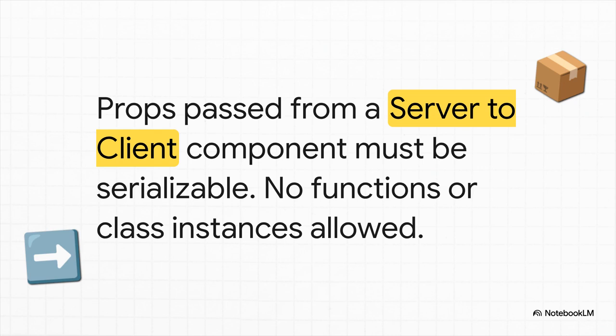All right, here is the golden rule, the number one thing you absolutely have to remember. Any props you pass from a server component down to a client component must be serializable. What does that mean? Well, it means you can't pass down functions, event handlers, or other complex stuff that can't be turned into a string. Think simple data: strings, numbers, objects, arrays, stuff that can be easily sent over the network.